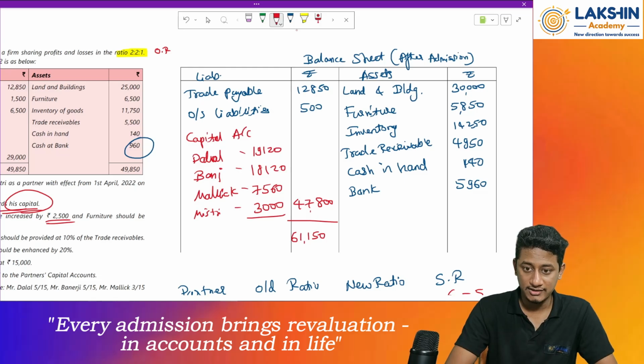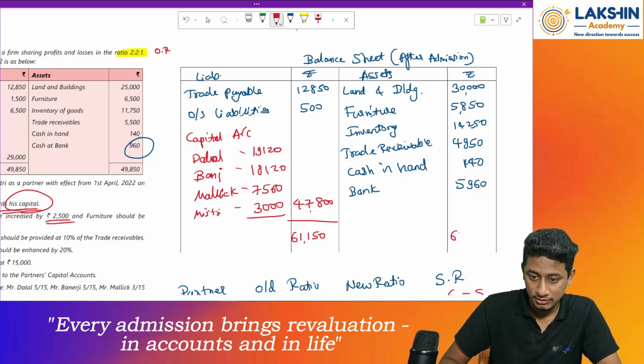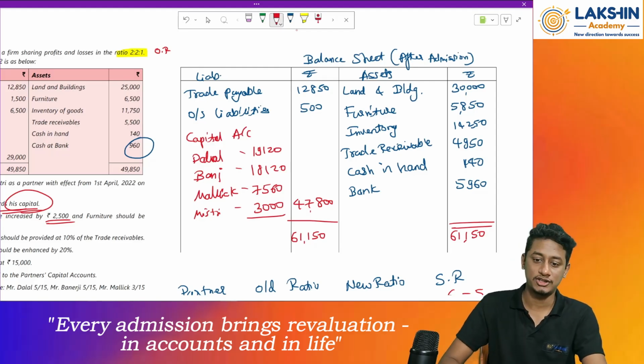30,000 plus 5,850 plus 14,250 plus 4,950. 4,950 plus 140 plus 5,960. That will be 61,150. Done? Yes. So this is how we solve the whole question.